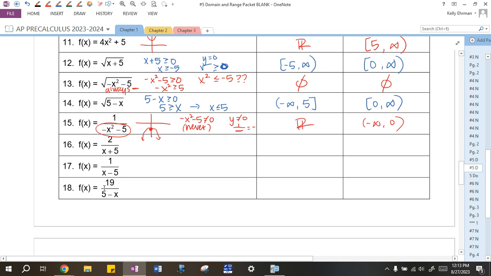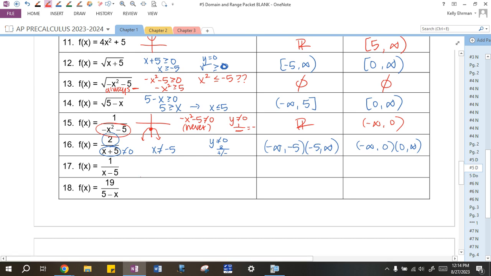These last three are rational graphs. All right, so let's look at these. X plus 5 can't equal 0, so x can't equal negative 5. Negative infinity to negative 5, negative 5 to infinity. There's a 2 on top. That still means that y can't equal 0 because there's no x up there. And then 2 divided by x plus 5 can come out positive if you plug in a big enough x number, and it can come out negative if you plug in a negative enough number. So we've got negative infinity to 0, 0 to infinity.